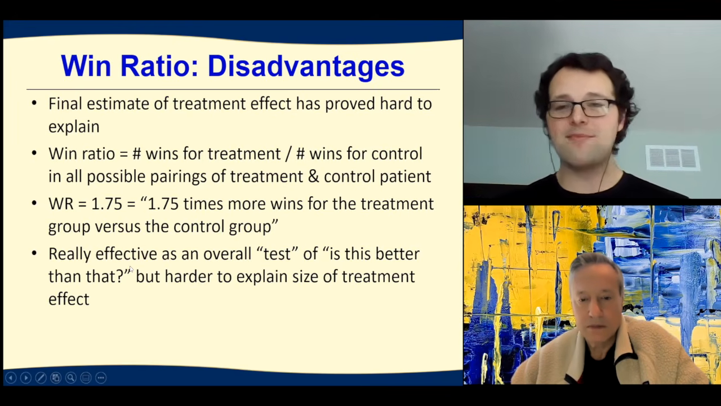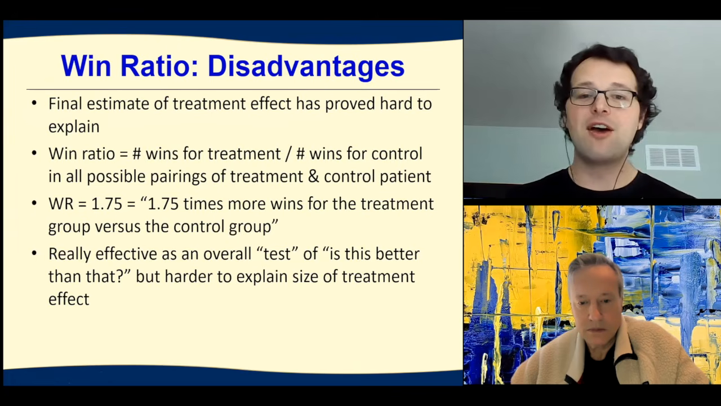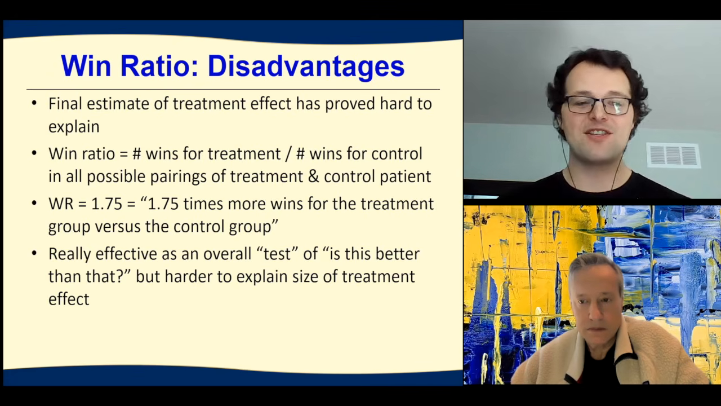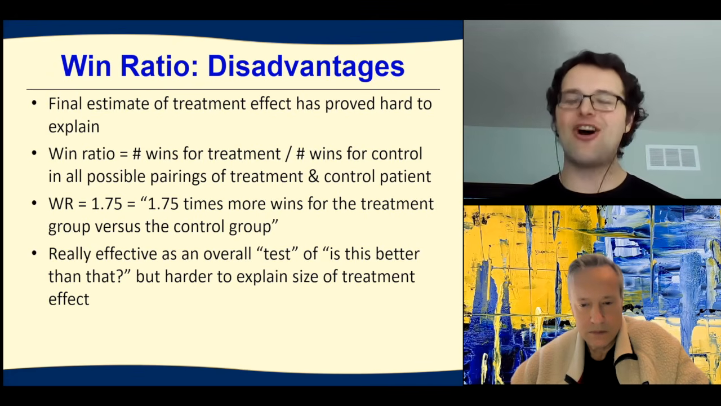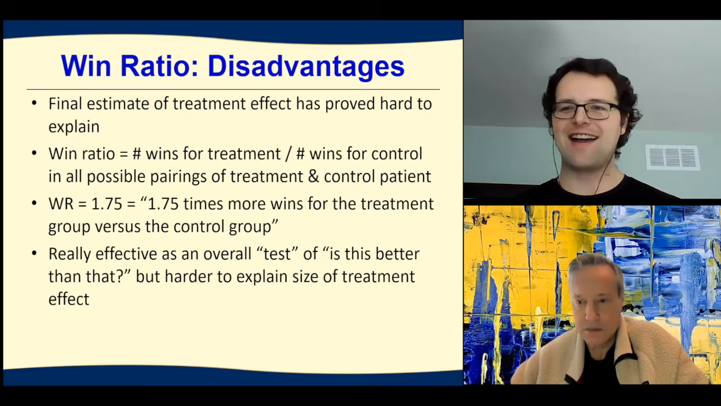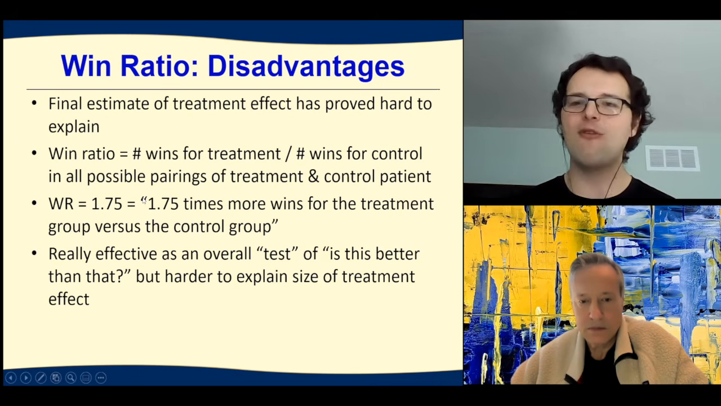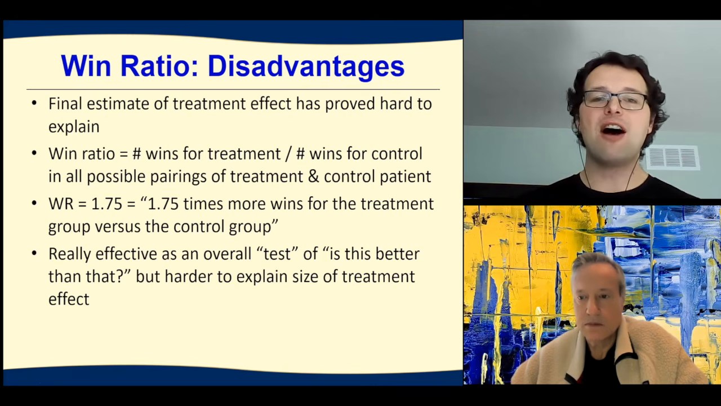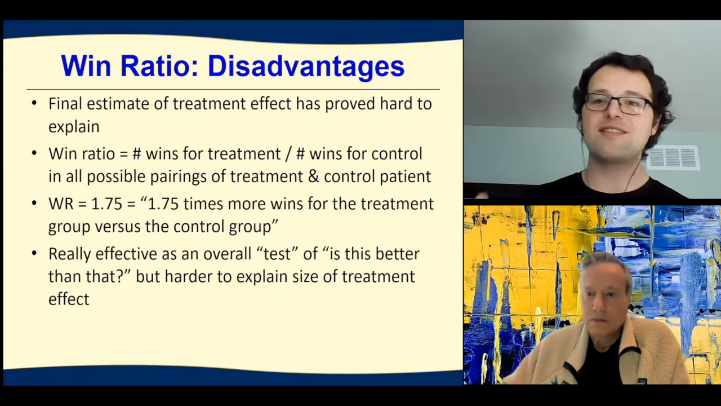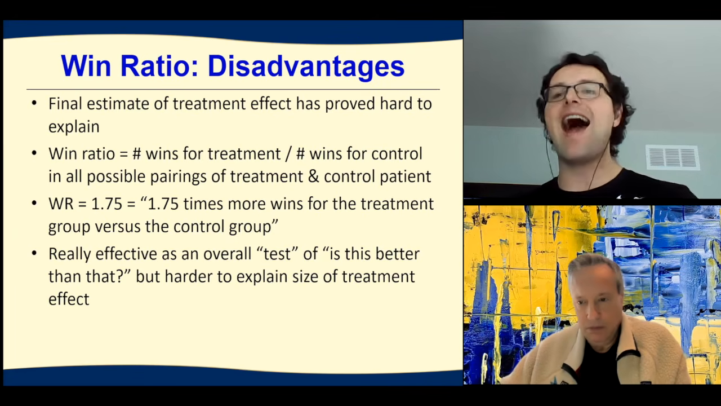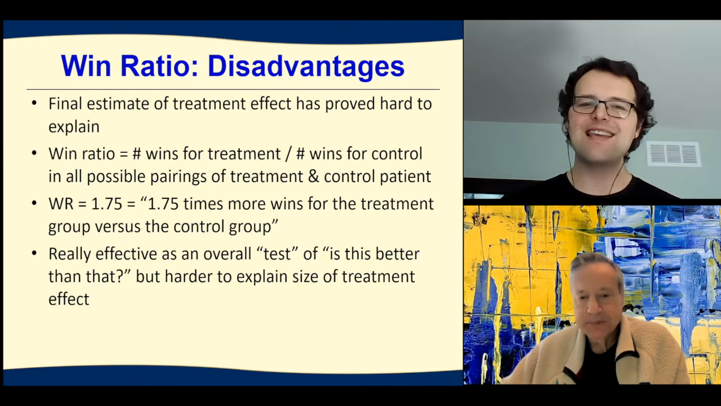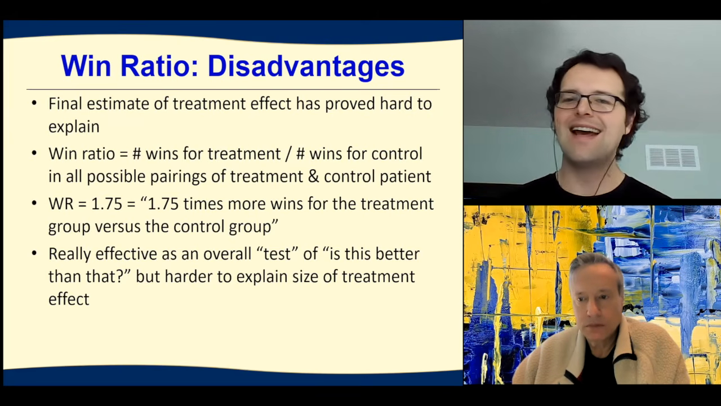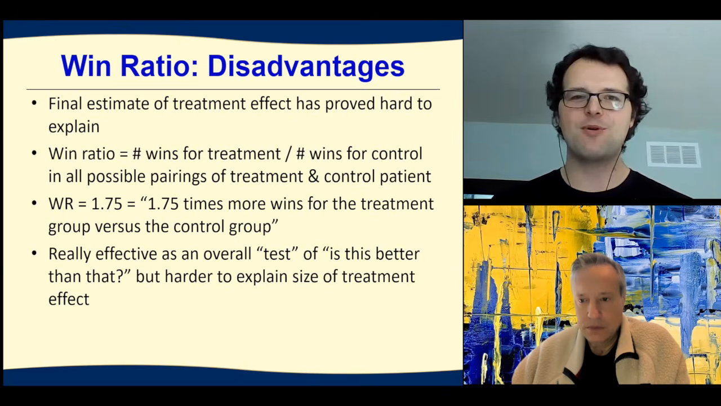So what this turns into, in my opinion, is that this is really, really effective as an overall test of whether the treatment group patients do better than the control group patients. But it actually can feel a little bit hard to explain the size of the treatment effects to people. What exactly does a win ratio of 1.75 mean? I think people generally grasp the idea of a relative risk, that it means that you're a certain percentage more likely to have a bad outcome or something like that. This, even though 1 is still kind of a neutral effect and above 1 and below 1 can still be explained, the actual number itself, I think, has proven a little bit tricky.